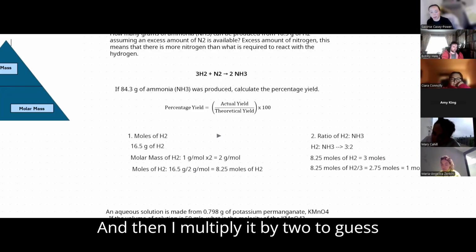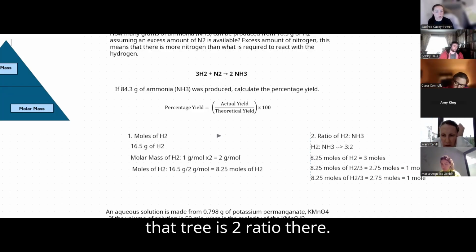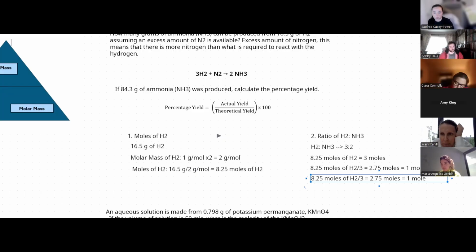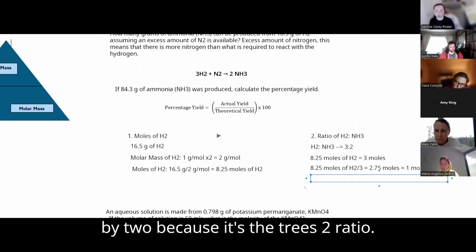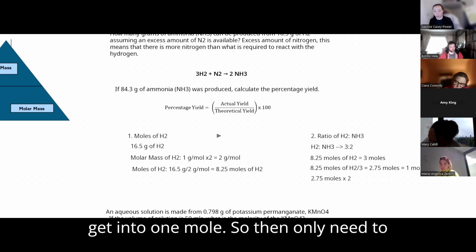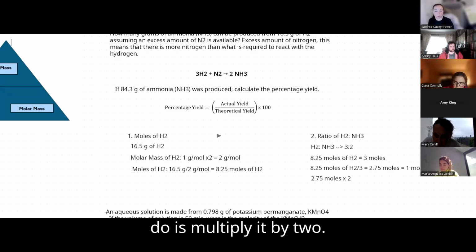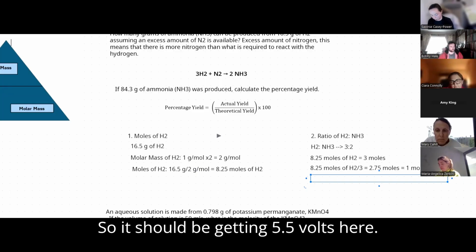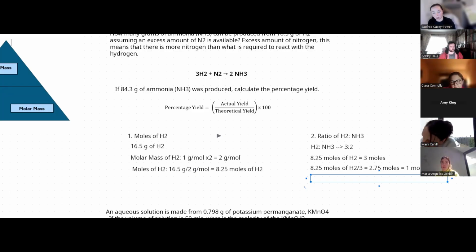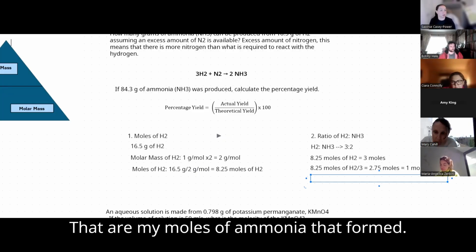And then I multiply it by 2 to get that 3:2 ratio. So that would be 2.75 moles multiplied by 2 because it's a 3:2 ratio. I've tidied that up just to get into 1 mole, so then all I need to do is multiply it by 2. And that will give me 2.75 times 2, so I should be getting 5.5 moles here. And those are my moles of ammonia that formed.